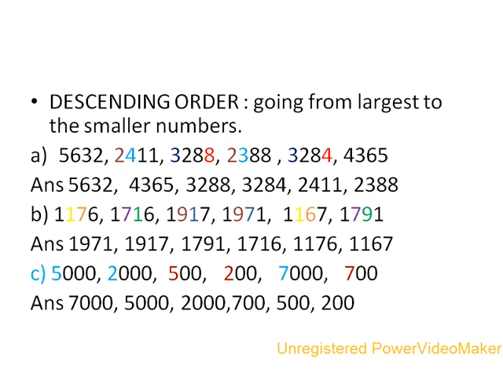Both have the same number at the thousands place and the same number at the hundreds place. So we will compare their tens place. Here one has 9 and one has 1. So 1 is the smaller one and 9 is the larger one. So we will take 1791, after that 1716. Then we will compare 1176 and 1167.